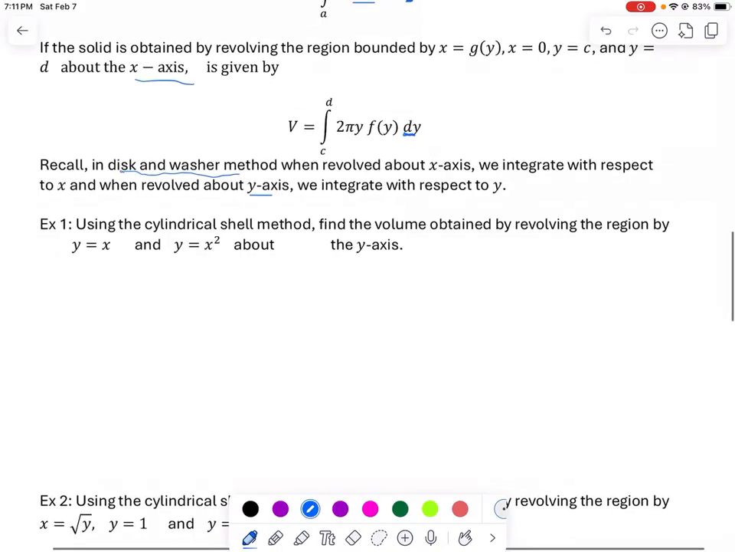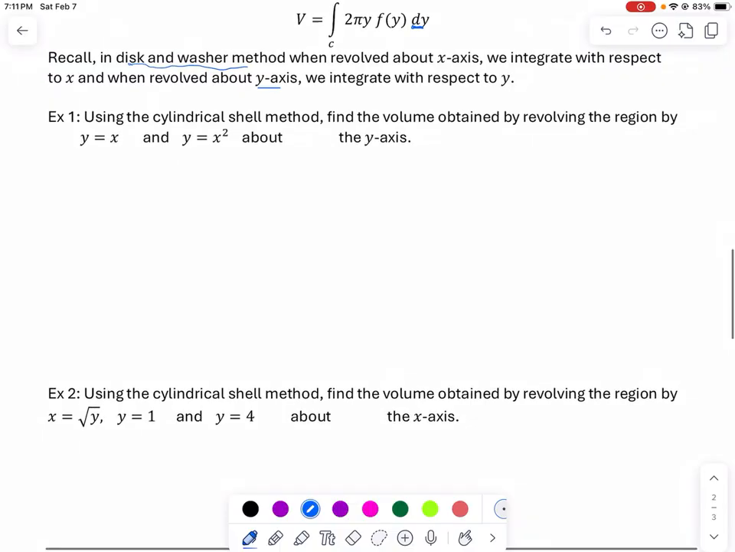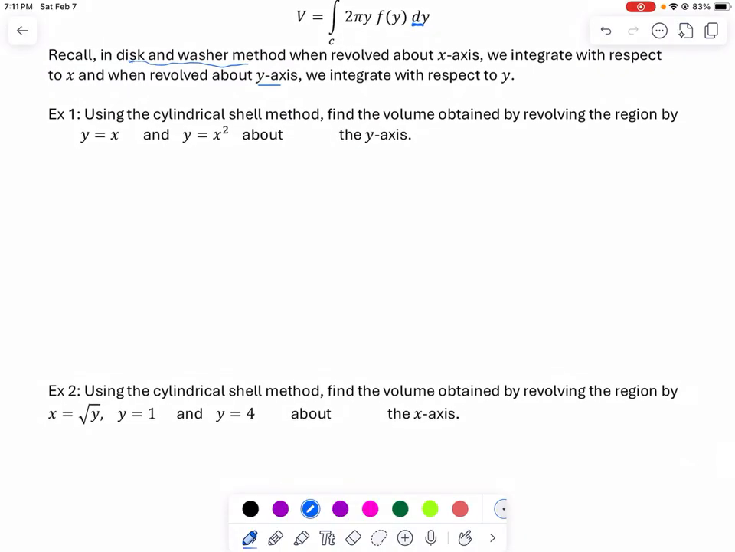Okay, let's look at some examples. The first example is using the cylindrical shell method. Find the volume obtained by revolving the region bounded by y is equal to x and y is equal to x square, about the y-axis. So note here, y-axis. We just learned that if we are going to revolve about the y-axis, our function must be in terms of x. So we have these in terms of x, so we are good.